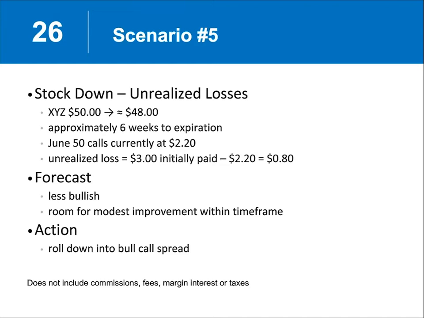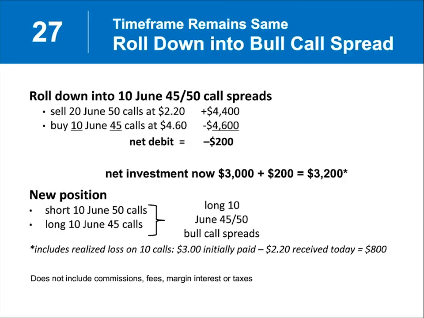So we still want to be long delta and capitalize on a move higher, but we just don't think it's going to our original target price. One action you can consider is to roll down into a bull call spread, and this one is going to look fairly complex, but I think you'll enjoy seeing how this works. I'm going to break up the top of the screen into two parts. Remember, we own 10 of the June 50 calls already.